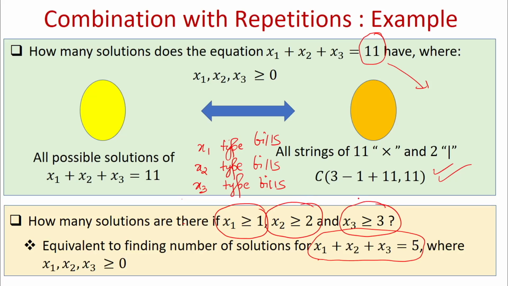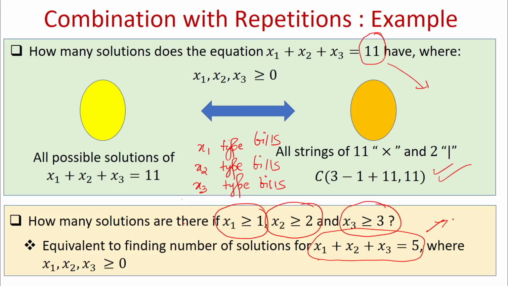That means the problem already states that I have already chosen 6 bills. Definitely I have chosen one bill of type x1 and two bills of type x2. So total 3 bills I have already chosen, and 3 bills of type x3. That means 3 more bills are already chosen. So 3 plus 3 is 6. So 6 bills are already chosen. My goal was to pick 11 bills. So now I am left with the problem of choosing 5 bills.